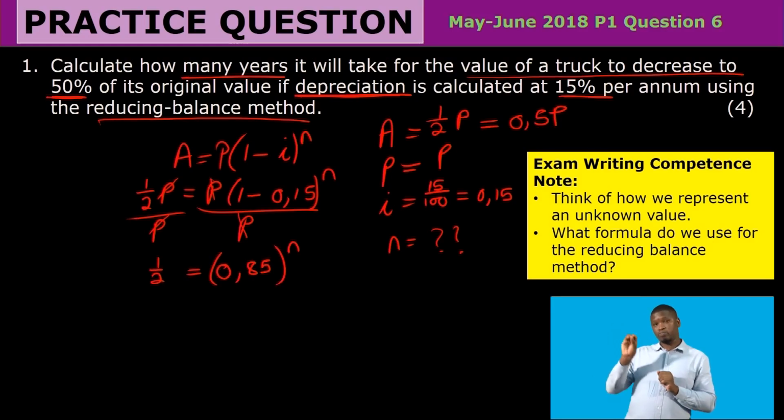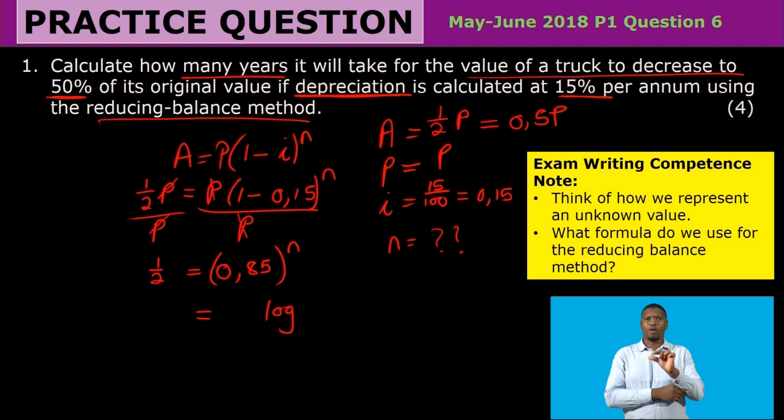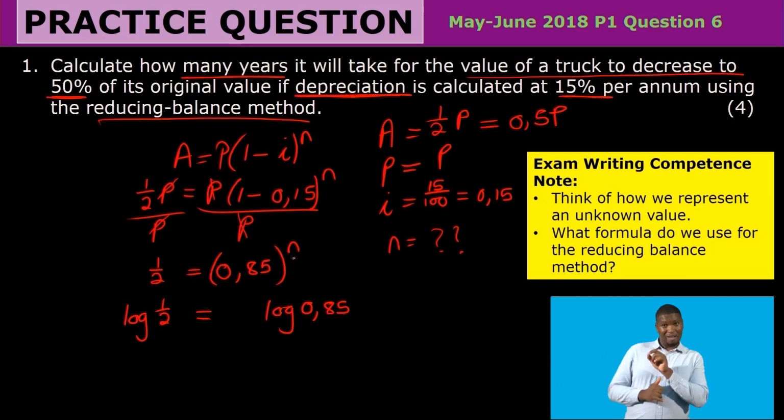Now, how do we bring down an unknown exponent? Of course, we have to introduce log. So we are going to introduce log on both sides. On this side, it's going to be log of half, and on this side, it's going to be log of 0.85. But now that exponent will come down and it will multiply with that log.